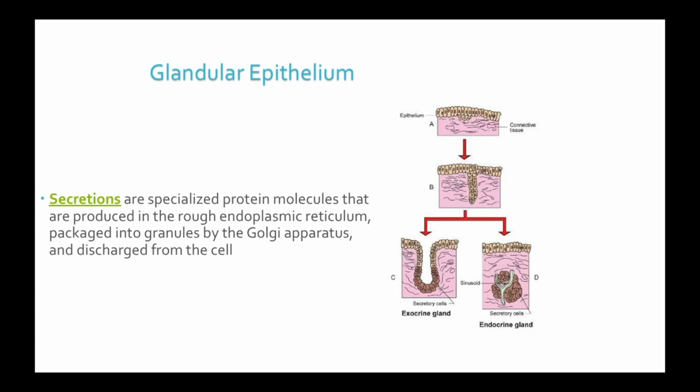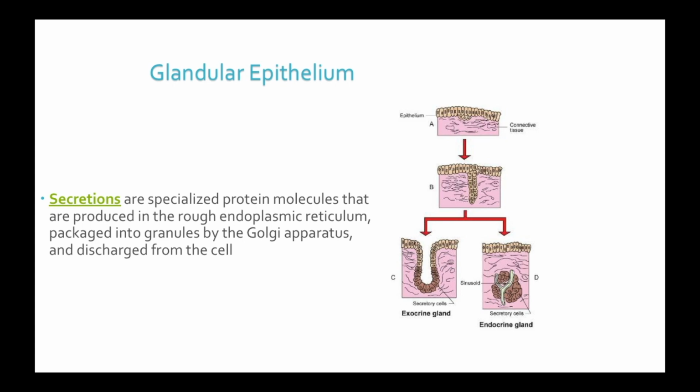Glandular epithelium. So secretions are specialized protein molecules that are produced in the rough endoplasmic reticulum, packaged into granules by the Golgi apparatus, and discharged from the cell. This should link back to your memory about our talk about the cell and all the various organelles within the cell. So they are produced in the rough endoplasmic reticulum. The Golgi apparatus takes them, it modifies them, it packages them, and then discharges them from the cell.